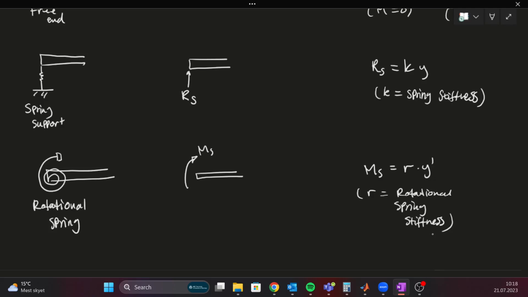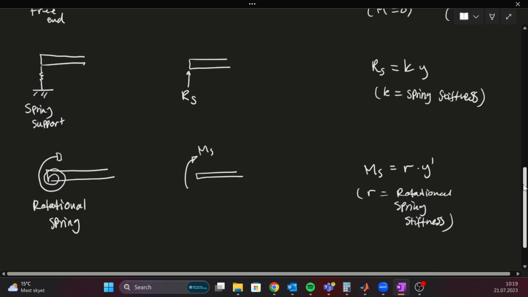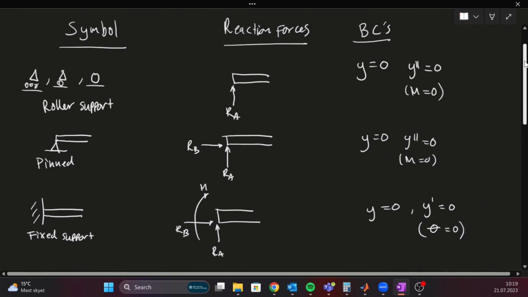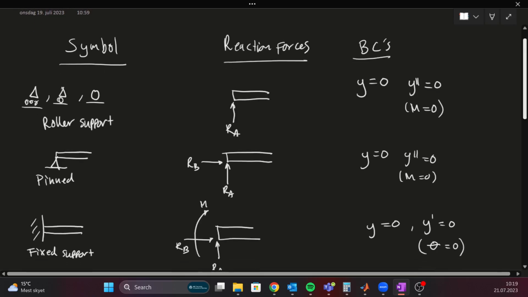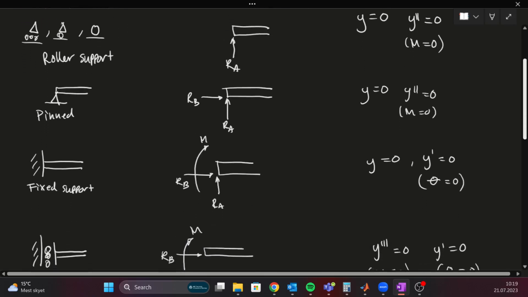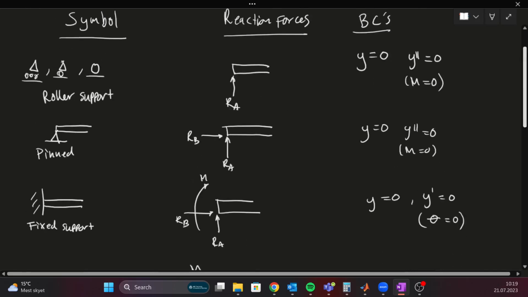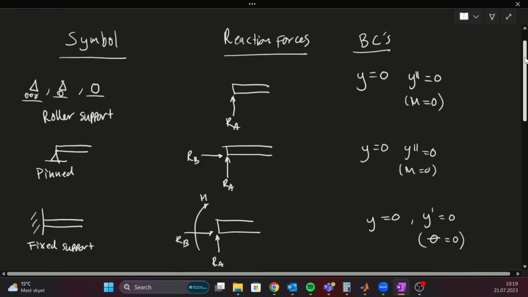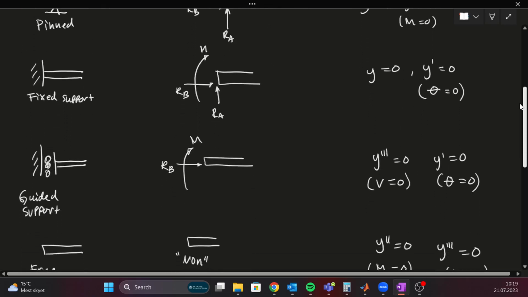Okay, those are the boundary conditions you need to learn. Learn them by heart, because these come up quite a lot. Especially learn the boundary conditions for each case. It's very beneficial.